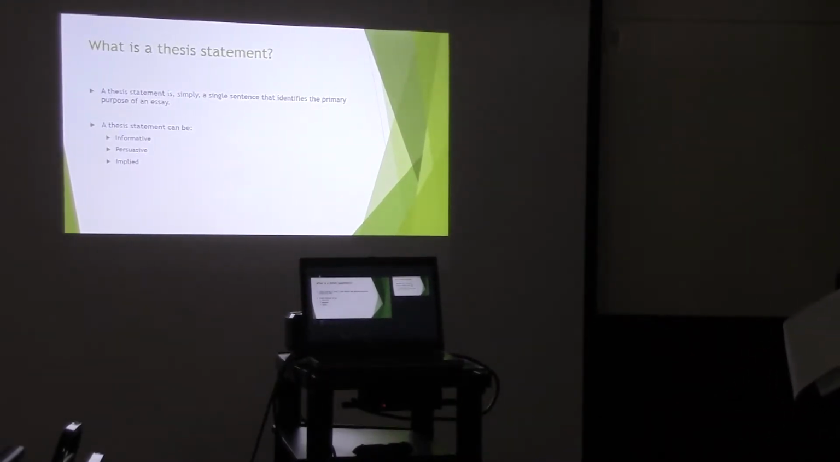There are three primary types of thesis statements. There's informative. The purpose of an informative is quite simply to inform. If you're doing education courses or social work or nursing, you're going to be much more familiar with informative thesis statements and informative essays than you would be doing persuasive essays.